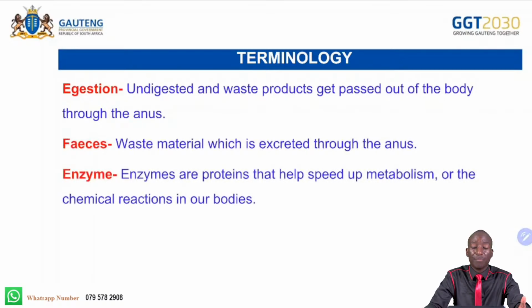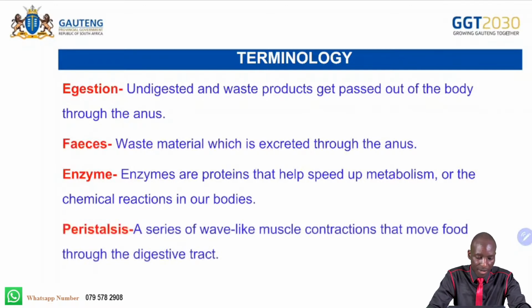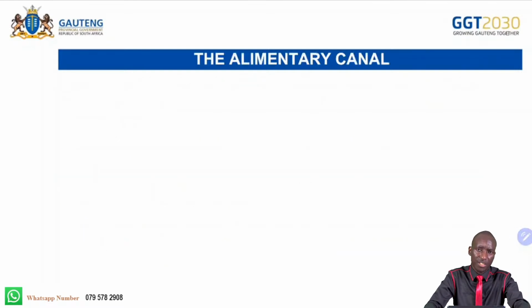Okay, enzyme. Okay, enzymes are proteins that help speed up metabolism or the chemical reactions that take place in our bodies. Okay, so these metabolic reactions, okay, take place in the presence of what? Of enzymes. Okay, right. Then we've got the other term. This one is peristalsis. Right. This is a series of wave-like muscle contractions that move food through the digestive tract. Okay, right. So this is our terminology.